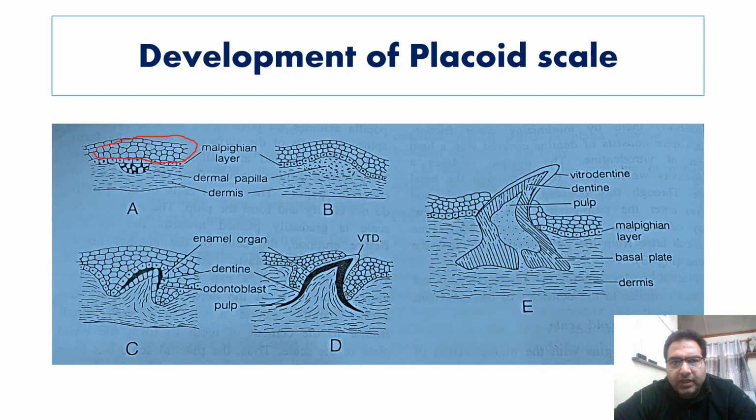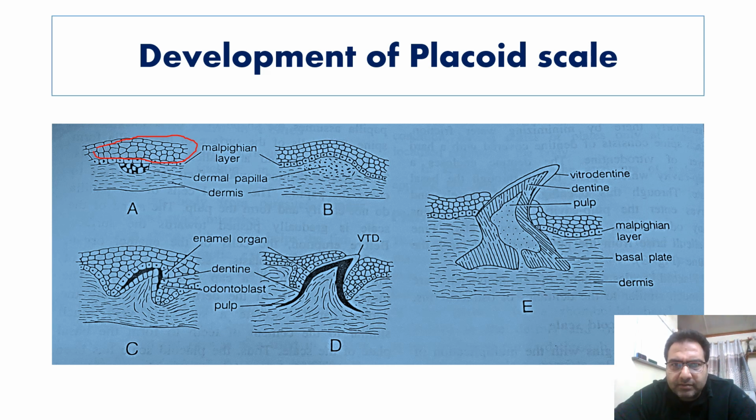Let us talk about how the development of the placoid scales takes place. The development begins with the multiplication of the dermal cells. First of all, we should be well aware that it is because of the multiplication of the dermal cells, which accumulate at different points below the stratum germinativum.